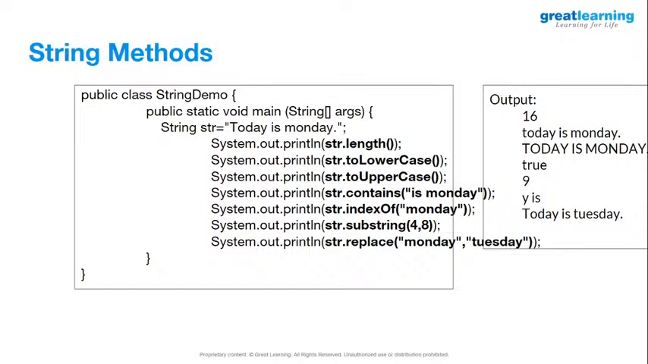So what is the index of Monday? It will return the position. In strings, every character has a value associated with it, and indexing starts from zero. So the ninth index is returned because Monday starts from that point. Then the substring: whatever is in this range, from index 4 to index 8, will be printed. And then the replace: basically you just replace Monday with Tuesday.